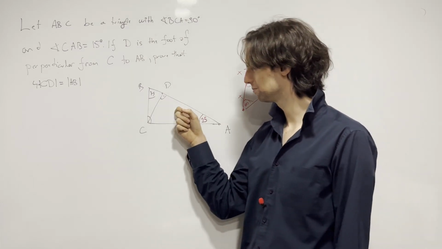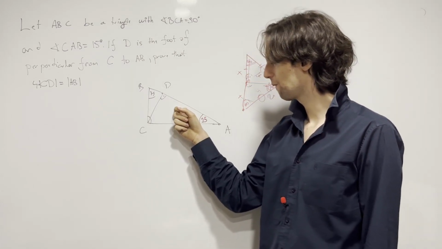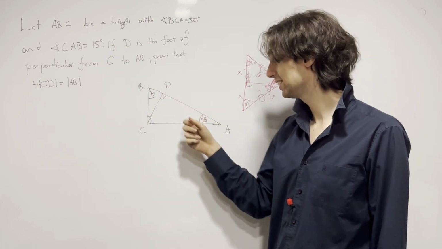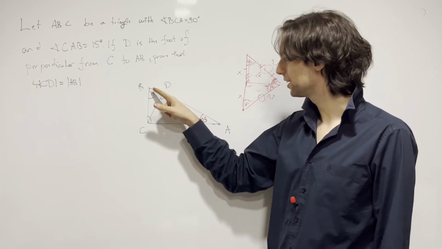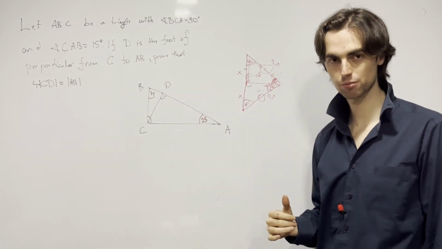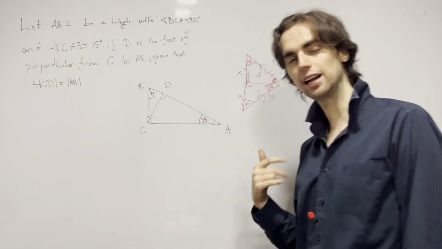Now with this problem, we don't have the triangle with 30, we have a triangle with 15, and we don't really have any way to directly connect CD with AB. But can we create an angle of 30?